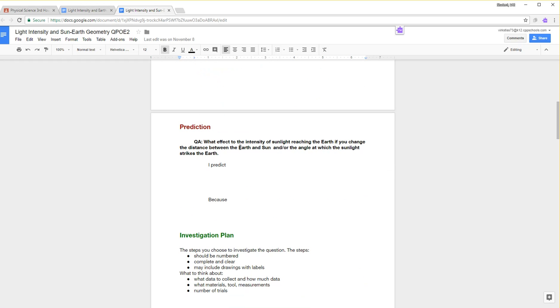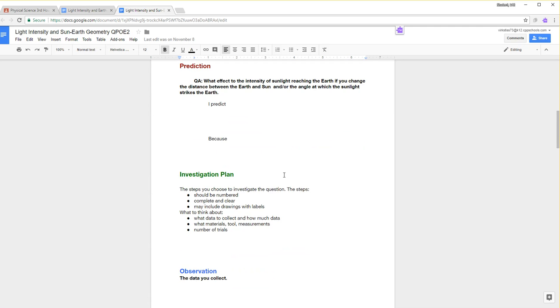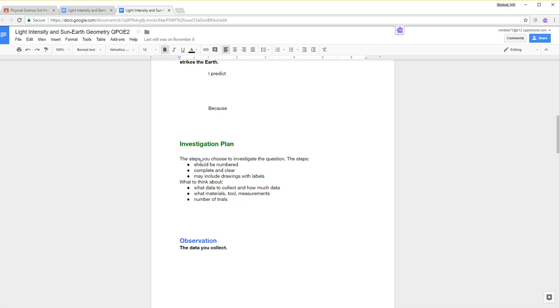Prediction: what affects the intensity of sunlight reaching the Earth if you change a couple things? The distance, well, it's fairly obvious what's going to happen there. And the angle at which the sunlight strikes the Earth. We're approaching the winter solstice, and definitely you can tell that the sun is not very high in the sky right now. The investigation plan.